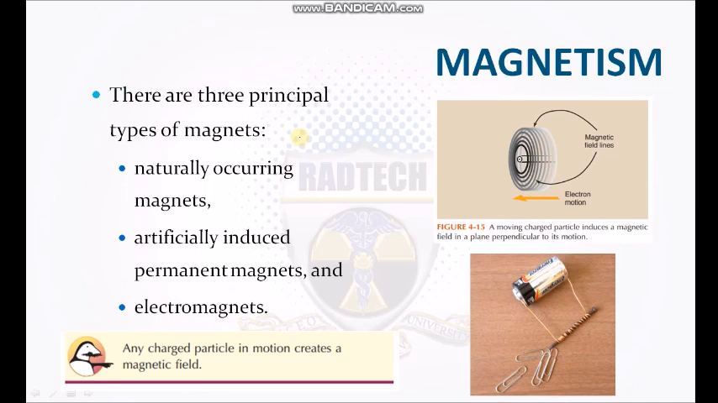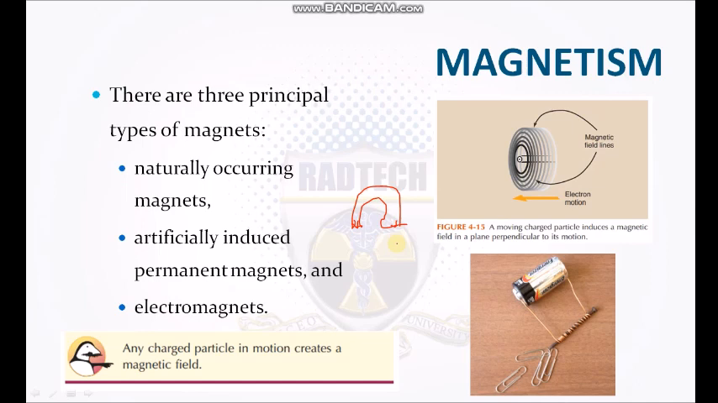Then there are artificially induced permanent magnets, very common like the horseshoe shape, the letter U shape of magnets. You have the letter N on one side, and this side is S. Now you have the North Pole and the South Pole. They can be magnetized. And the last type is the electromagnets, which can also be artificially induced, but they are a different type of magnets.